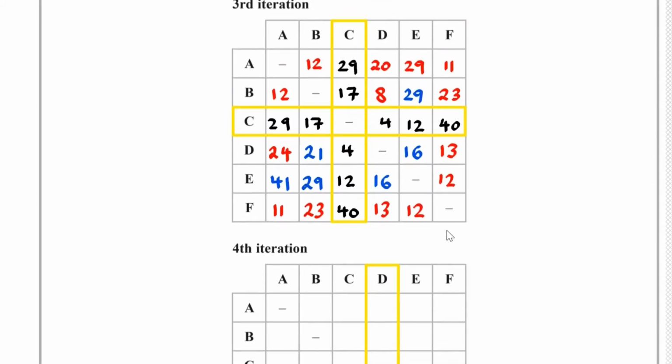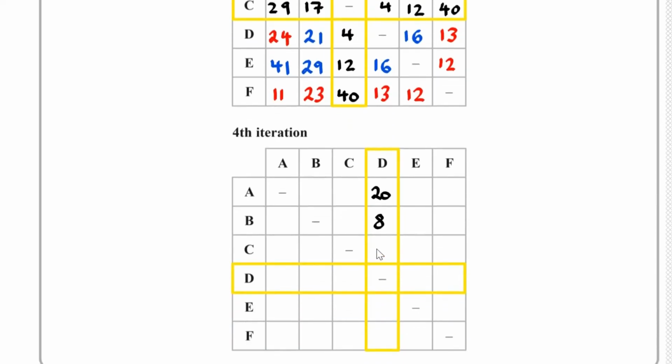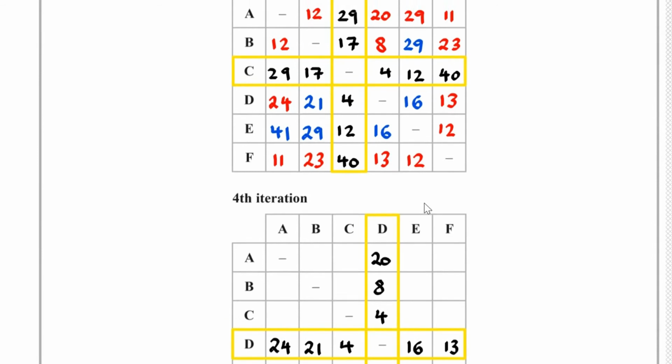Well, the D column stays the same, so we've got 20. We've got the 8, then we've got the 4, then we've got 16, then we've got the 13, then we've got 24, 21, 4, 16, and 13. So now we need to repeat this process.